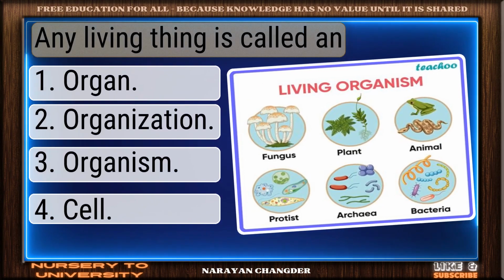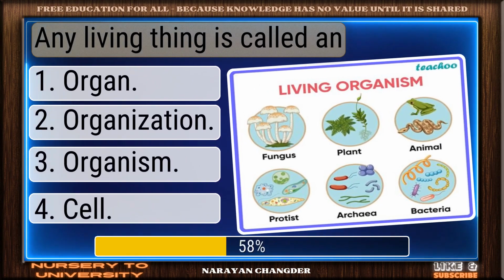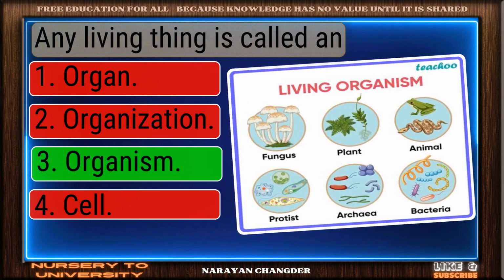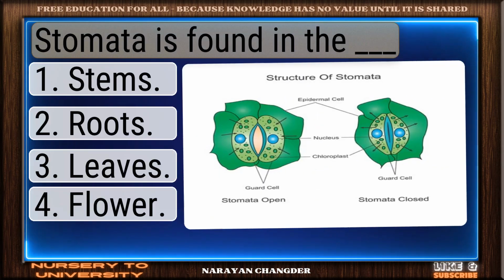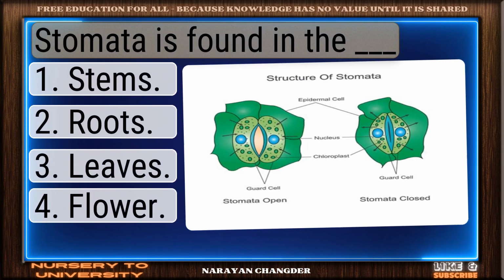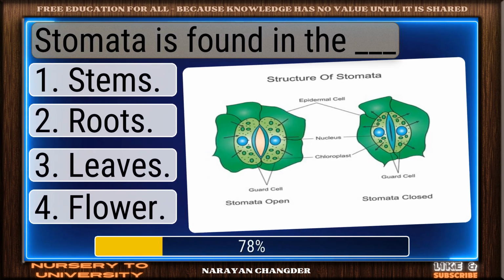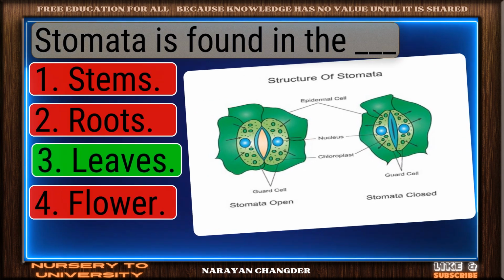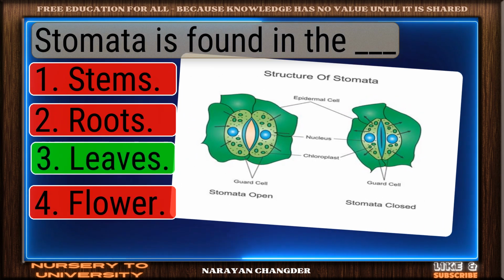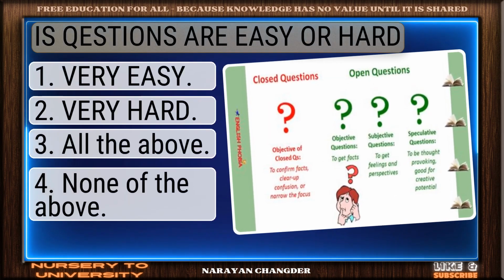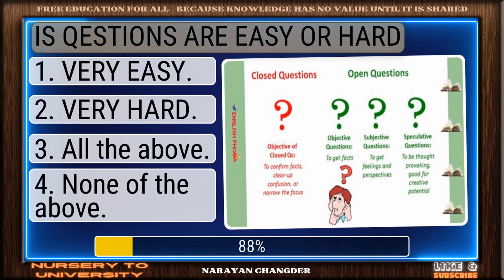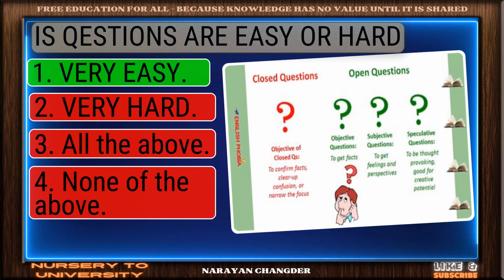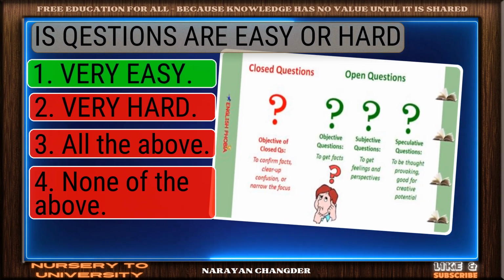Any living thing is called an... Well picked. Organism is the correct answer. Stomata is found in the dash. Nicely done. Leaves is a solid answer. Are questions easy or hard? Solid response. Very easy is a valid choice.